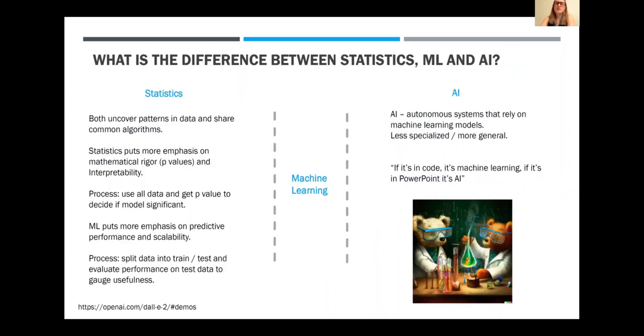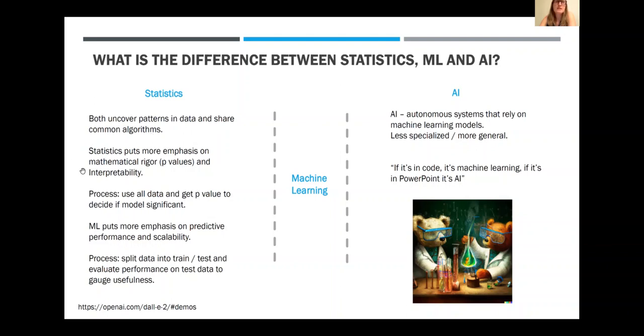And the last thing I want to end with, because a lot of people ask this question: how is machine learning different from statistics, or what is really AI? What is AI? With statistics, it's really not that different. Early machine learning was based on statistical models. Both uncover patterns in data, so we're trying to build a relationship between input and output. A lot of them share common algorithms.